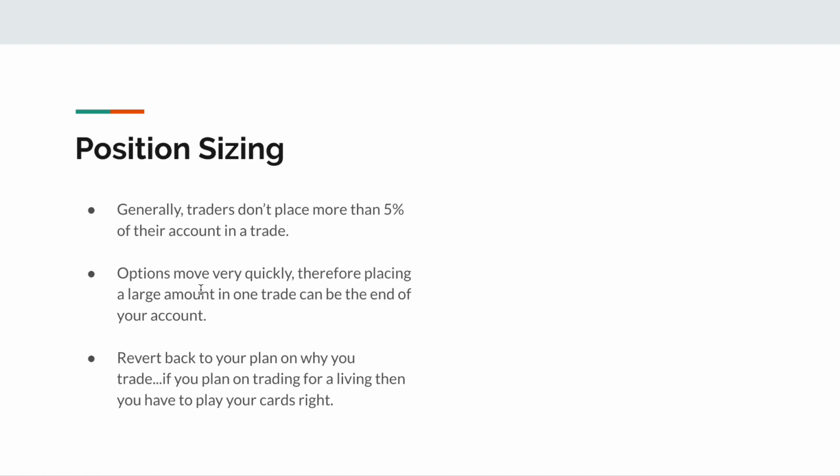Therefore, placing a large amount in one trade can literally end your account. I've seen it happen to plenty of people, so you have to be careful with the position. I know it's very enticing knowing how much money you can make from a single call option or a single put option, but you have to think critically, and you have to think about your plan and why you do this for a living. But anyways, guys, that brings me to the end of chapter 6.